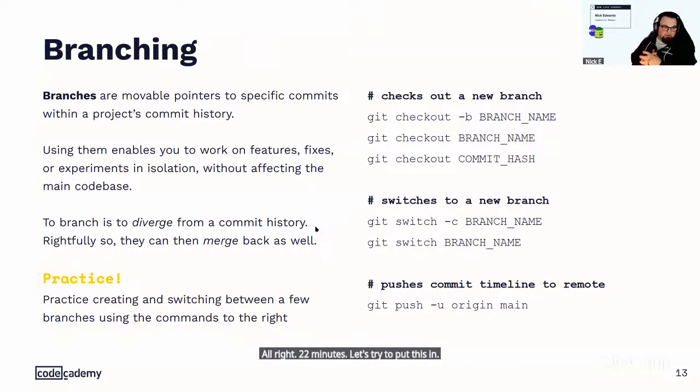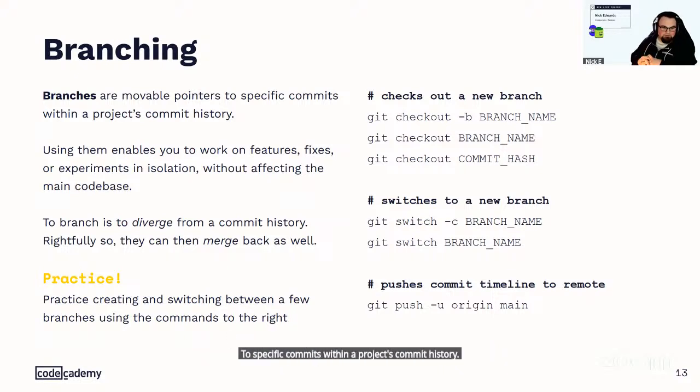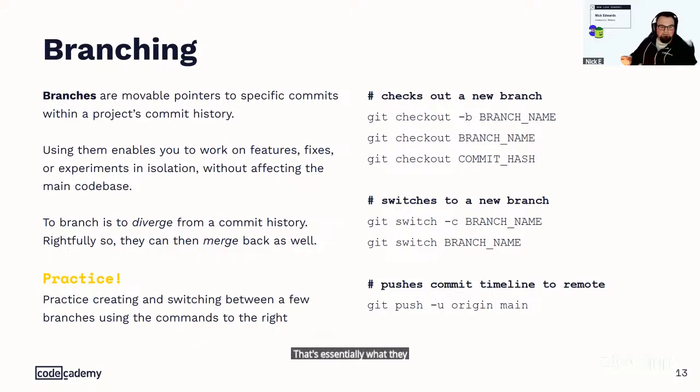Branching. So what are branches? Branches are movable pointers to specific commits within a project's commit history. I recognize that definition to describe branches because at the end of the day, that's essentially what they are. A branch, you can think of it like a pointer.